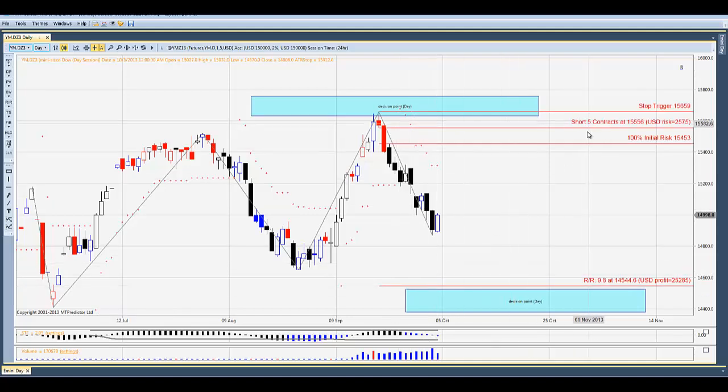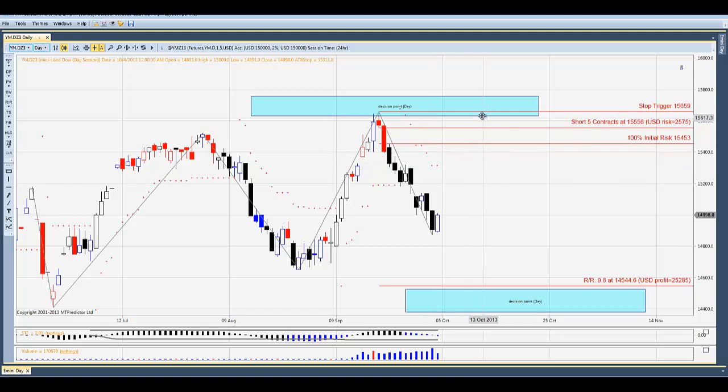So here's a short of 5 contracts, risking $2,500. A target here, almost 10 times your initial risk. Take out a little over $25,000 at the target there. Again, this is a larger account, used to trade bigger time frames here, just so you can see the position sizing and how that works. So the risk is small and controlled in comparison to the reward side of the equation there.